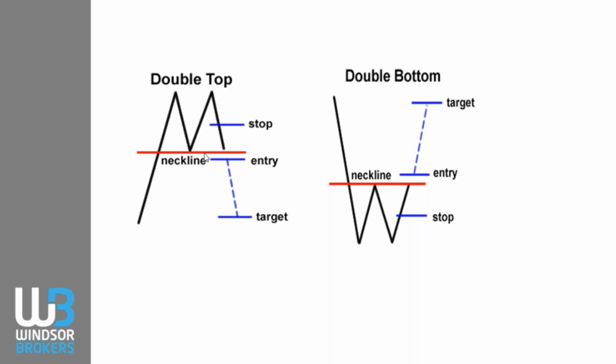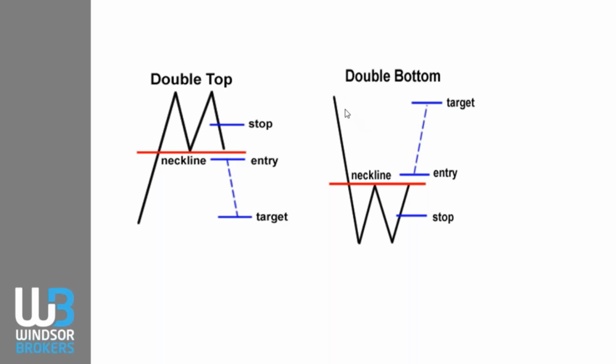Usually the calculation goes 1 to 1 or 1 to 2, measuring the distance between the neckline and the highest or lowest points of the pattern. That extension could extend further. So we are talking about the move from the neckline to the top. One or two lengths of this is the forecasted or predicted move.